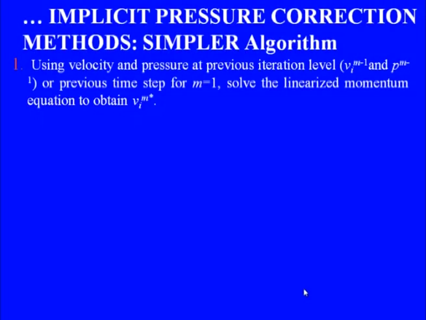So, in a nutshell, in SIMPLE we have to solve 3 sets of linear equations, one for each of the velocity components, to give us the Vi m star field. So, we solve 3 systems of linear equations for velocity fields and one for the pressure correction. In the SIMPLER algorithm we have to solve 5 such sets of equations: 3 for the velocity field and one each for pressure and pressure correction. Now, let us reiterate the algorithm.